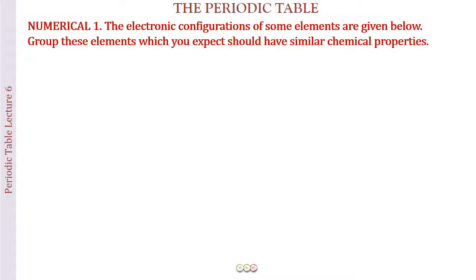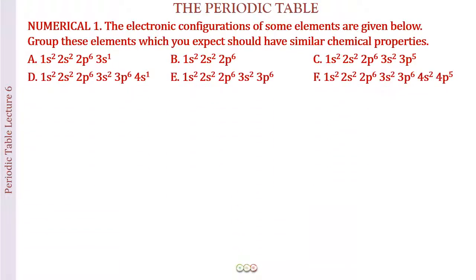The first question we have is the electronic configuration of some elements. They are given below. Group these elements which you expect should have similar chemical properties. These are the 6 electronic configurations that I have for the 6 elements. Let us see which elements have similar chemical properties. If you are done with your answer, let us see the solution to this.